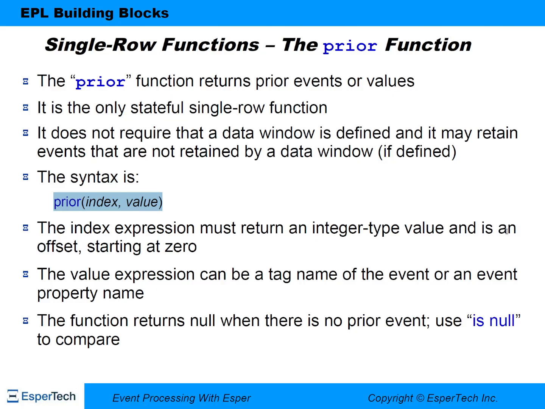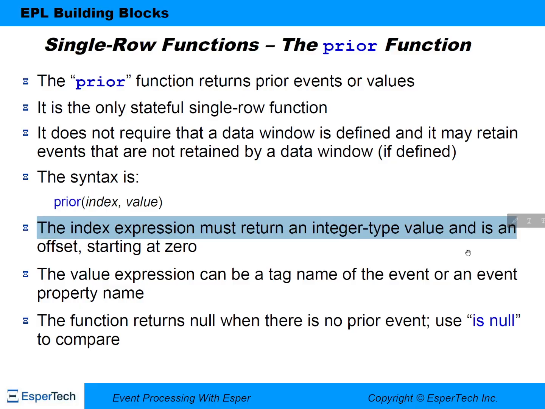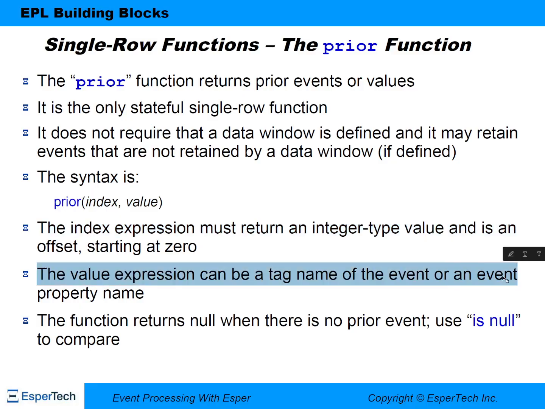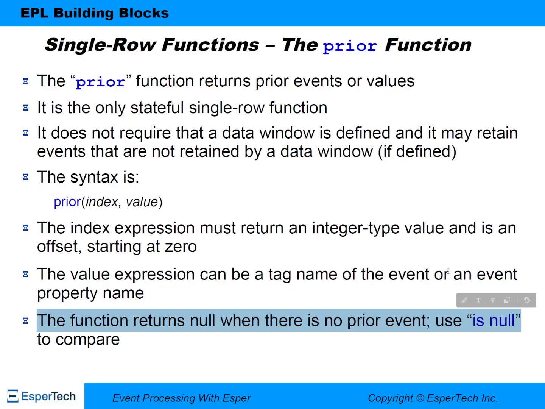The index expression must return an integer type value and is an offset, starting at 0. The value expression can be a tag name of the event or an event property name. The function returns null when there is no prior event, so use null to compare.